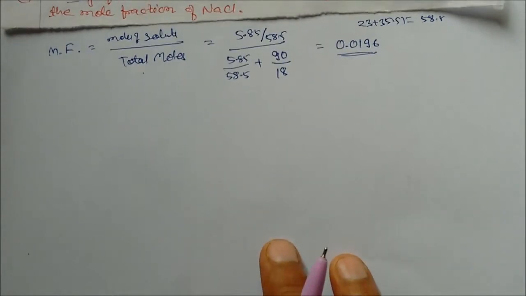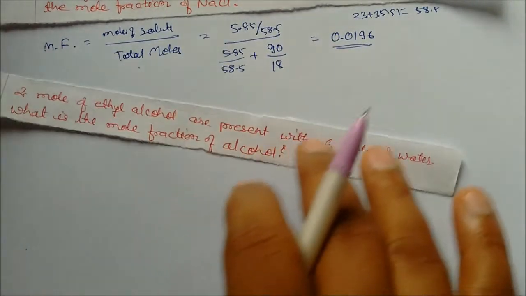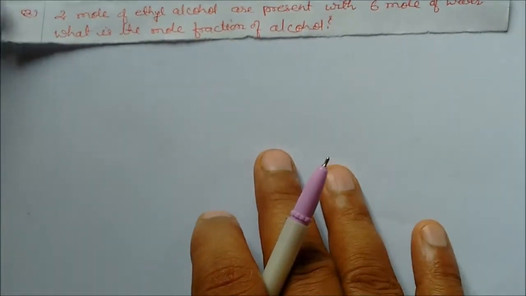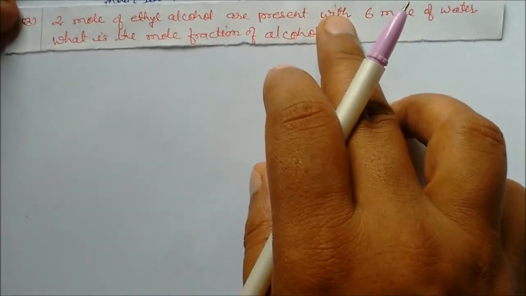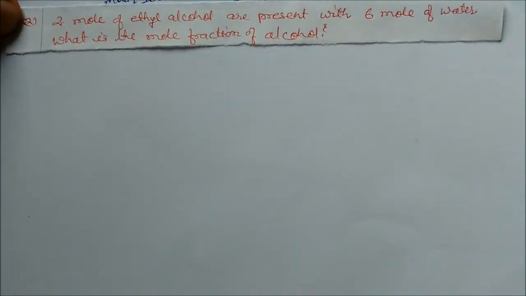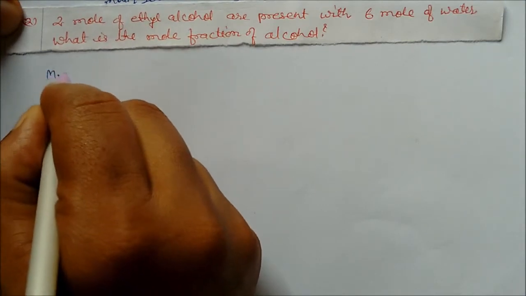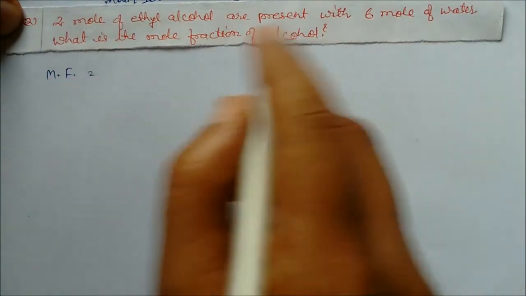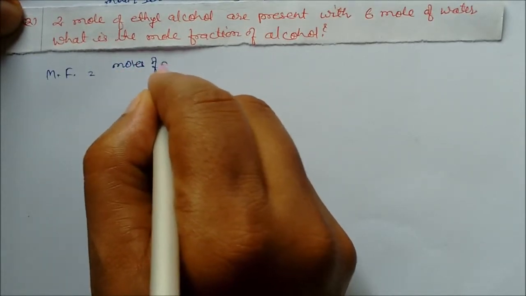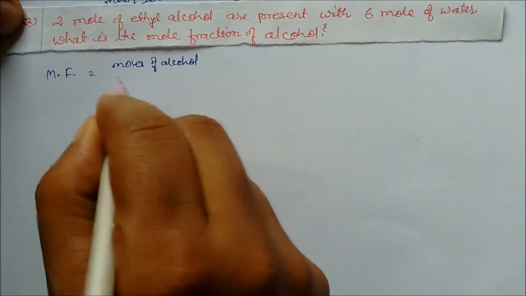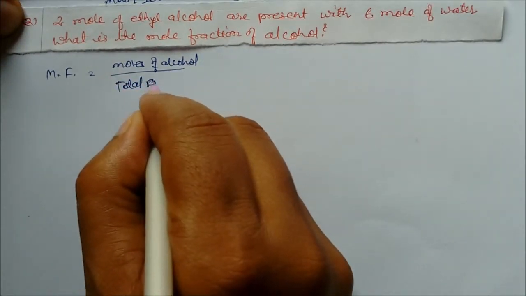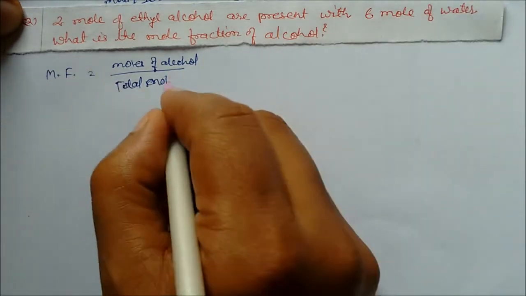Now the second question. 2 moles of ethyl alcohol are present in 6 moles of water. What is the mole fraction of alcohol? Again it is the same question. We have to find the mole fraction of ethyl alcohol. So again, moles of alcohol divided by total moles. The total moles means moles of alcohol plus moles of water.